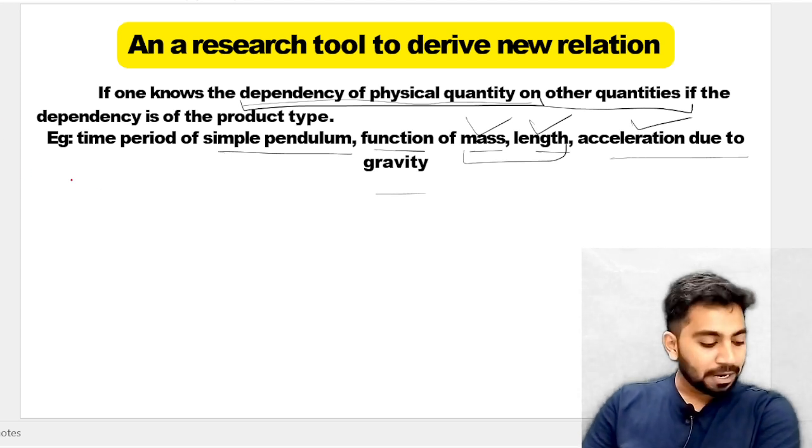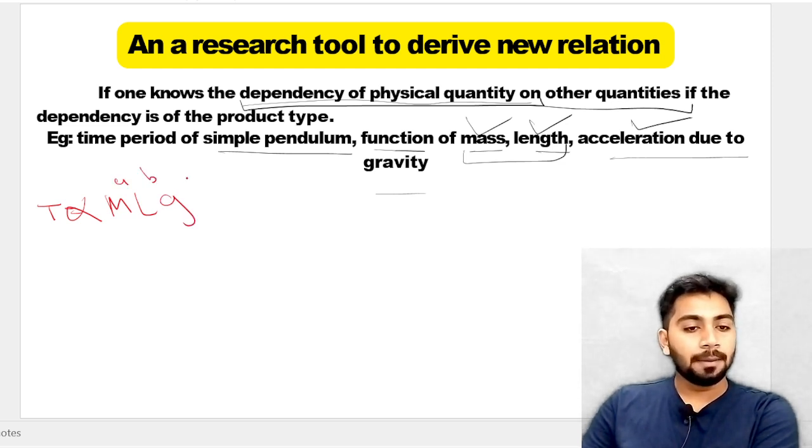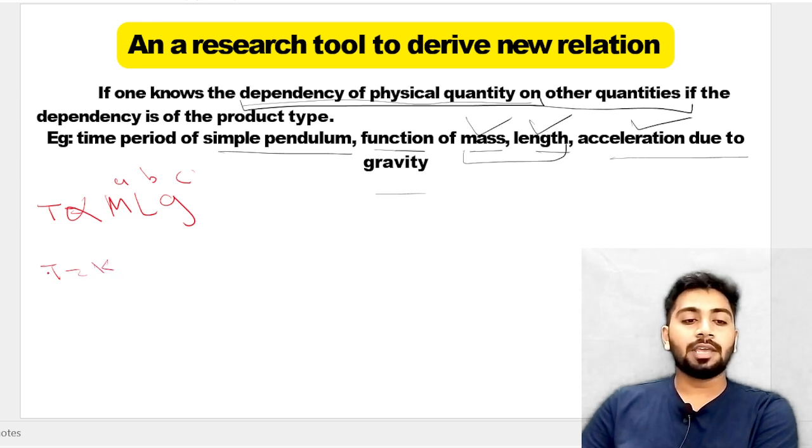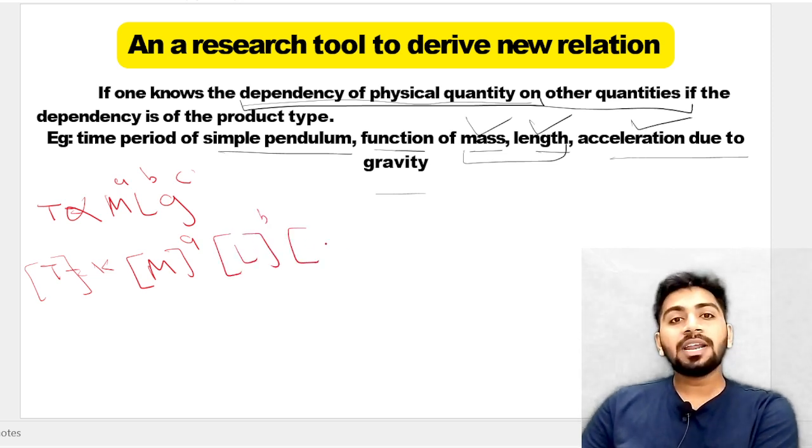See. Now, the time of a simple pendulum depends on mass, length, and acceleration due to gravity. Let us say the powers are A, B, C. If I remove the proportionality, I can write it with a constant K. Mass is measured in M only, to the power of A. Length is measured in L only, to the power of B. Now gravitation is LT to the power of minus 2, to the power of C.